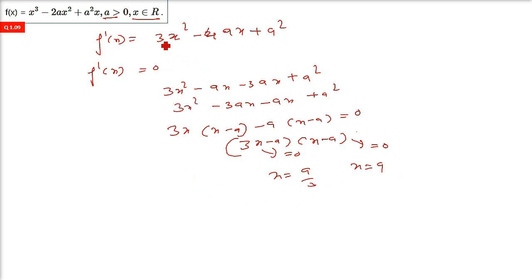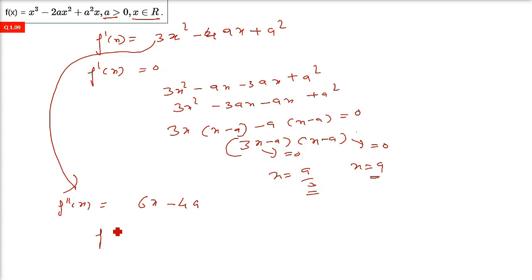The next step will be the double differentiation. The first differentiation has already been done. The second one is the double differentiation, f double dash. We get 6x minus 4a. Now place a by 3 the first time, the second time place a, and then just worry about the sign. What is the sign you are going to get? Because this sign will tell you whether it is the local minima or local maxima.